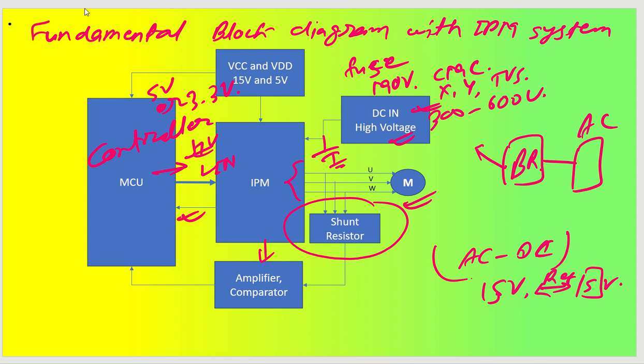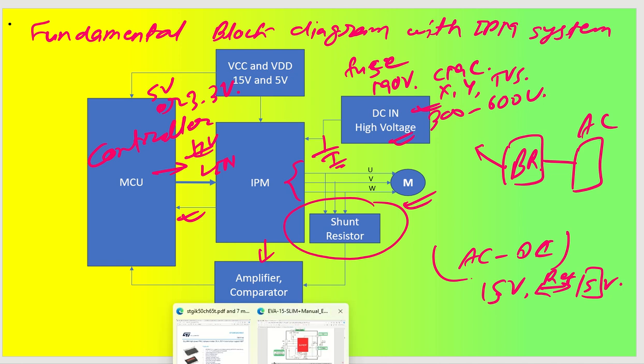We now have good knowledge about what an IPM is, what the different uses for IPM are, and what a basic fundamental block diagram of an IPM system looks like. So we'll proceed to one of the data sheets and try to understand the design and details of this particular IPM system.